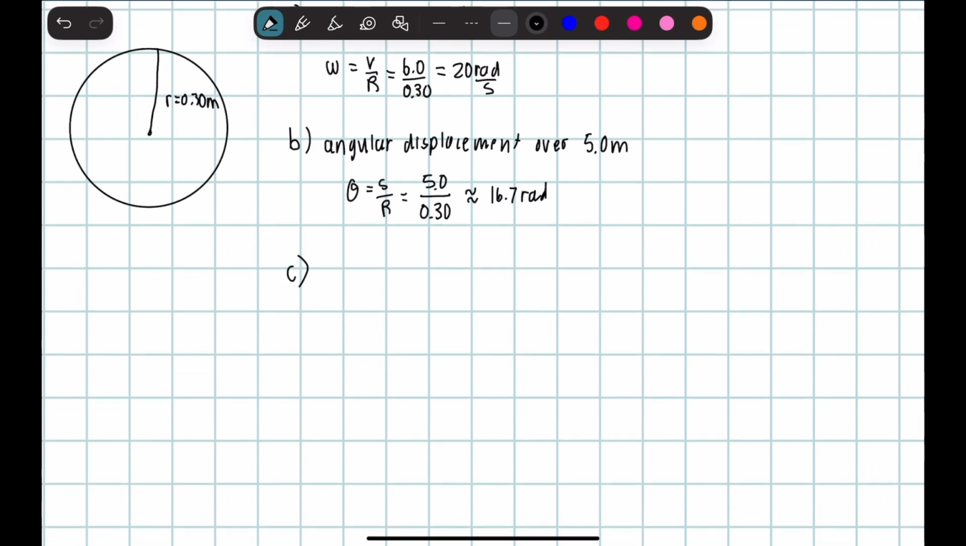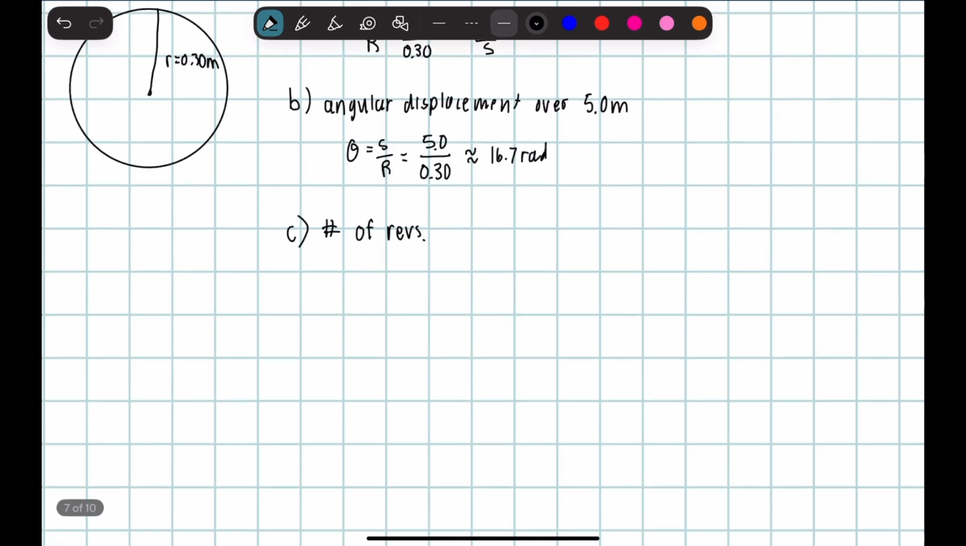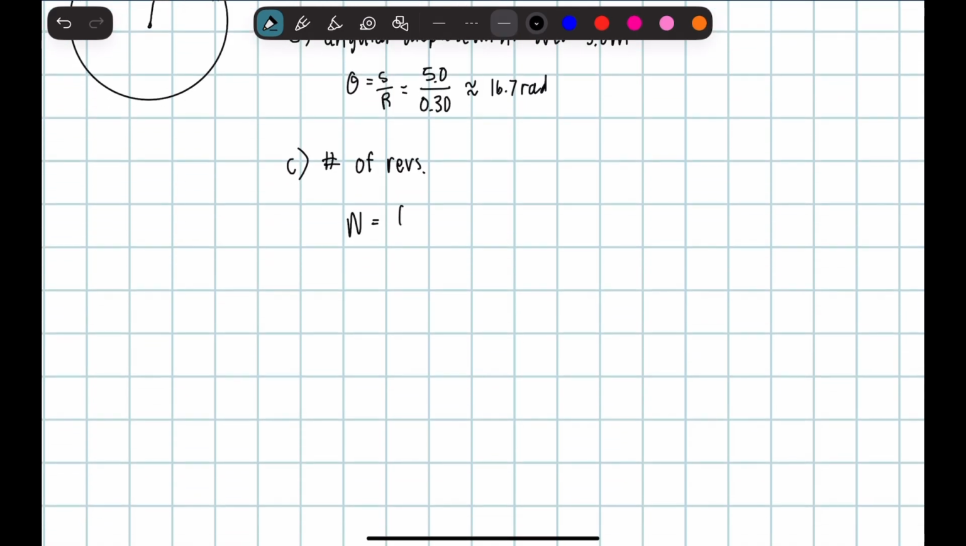Now let's do a question about the number of revs. The number of revs is going to be theta over 2 pi. Theta is the angle, right? And we know there's 2 pi in one circle. So that's approximately 2.66 rev.